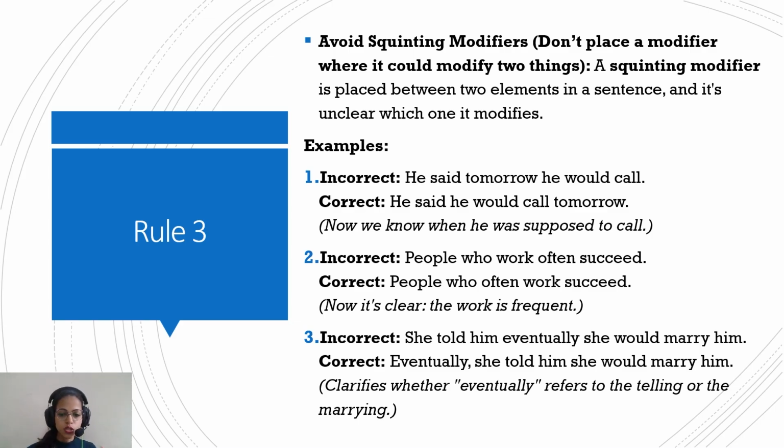Okay, so here two things are there: she told him and would marry, telling and marrying. These two things are there. So "eventually" should be placed before "she told him". So we know what happened eventually: her telling that she would marry him. Okay, I hope it's clear.